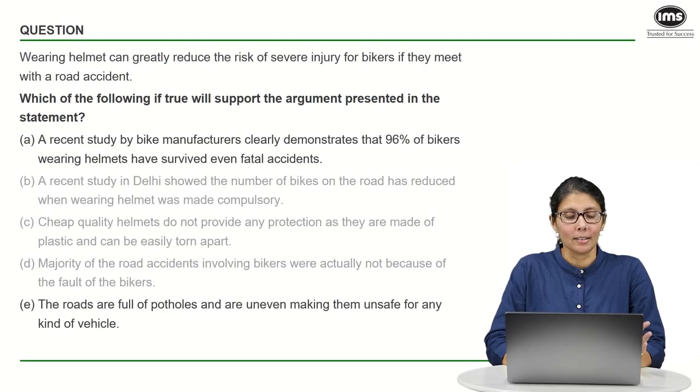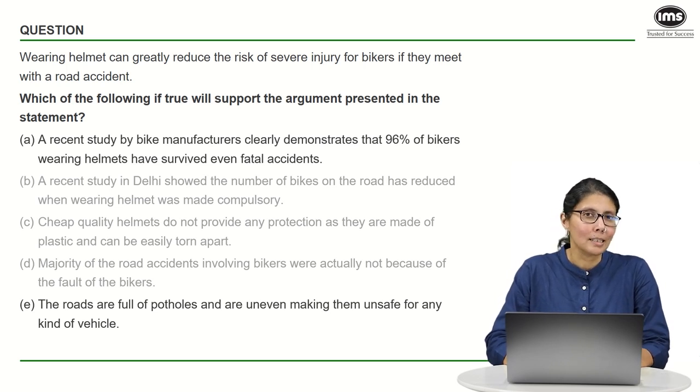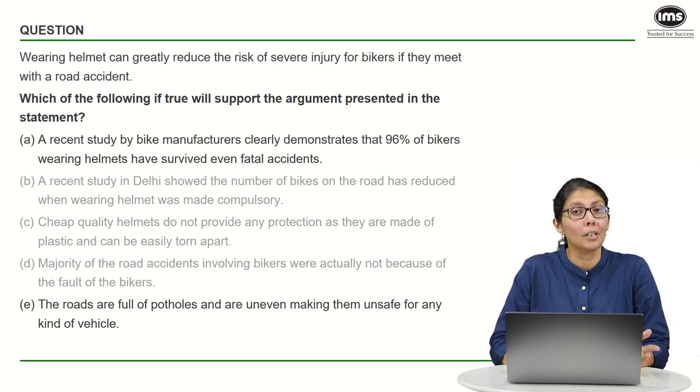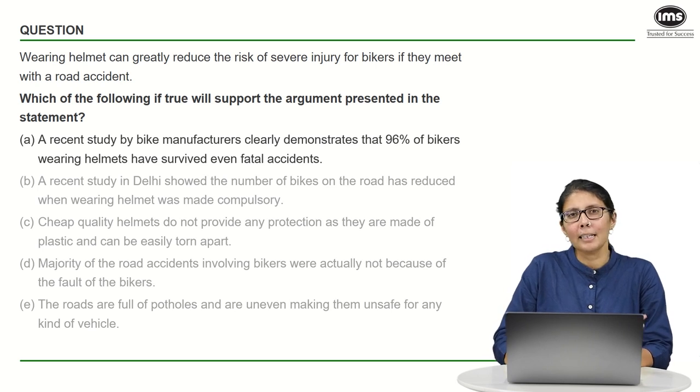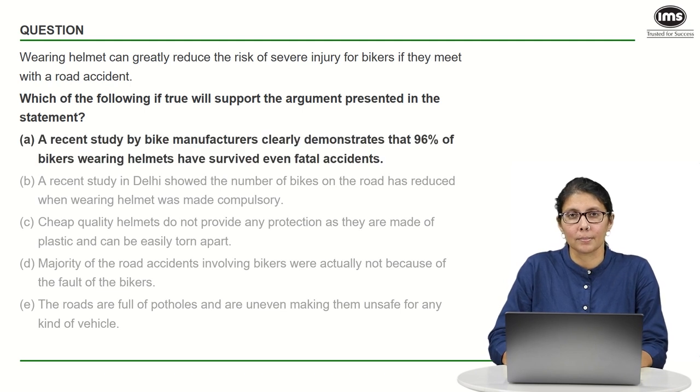The last option says, the roads are full of potholes and are uneven, making them unsafe for any kind of vehicle. This simply talks about the condition of the roads, but as you can see, it doesn't mention anything about helmets or whether they protect you against injury. So the fifth option is also irrelevant. Again, a fairly easy question to solve. None of the options relate to the question at hand, which is whether helmets protect one against injury or not. So A would have to be our answer.